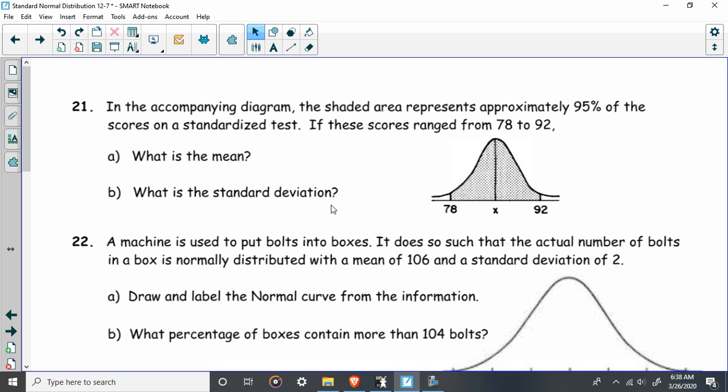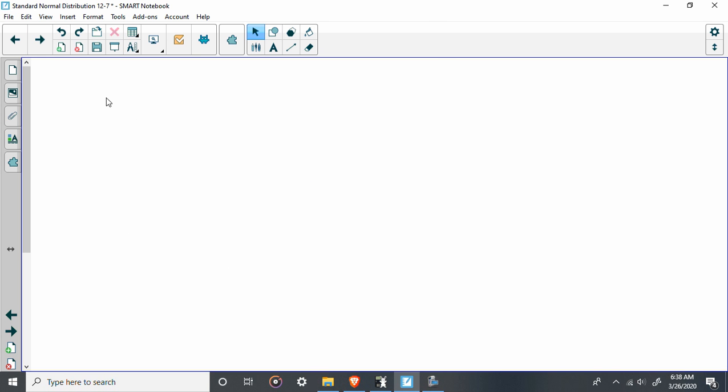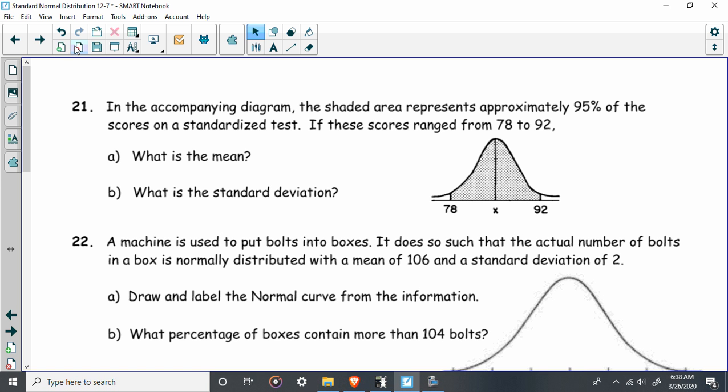Okay. So this is in the accompanying diagram, the shaded area. So 95%. So that's 2 standard deviations out. Again, just approximating it, it's about 2 standard deviations out. So these numbers represent 2 standard deviations out. So what's the mean? Well, first of all, you know that if everything is equally distanced, the mean has to be halfway between these two numbers.